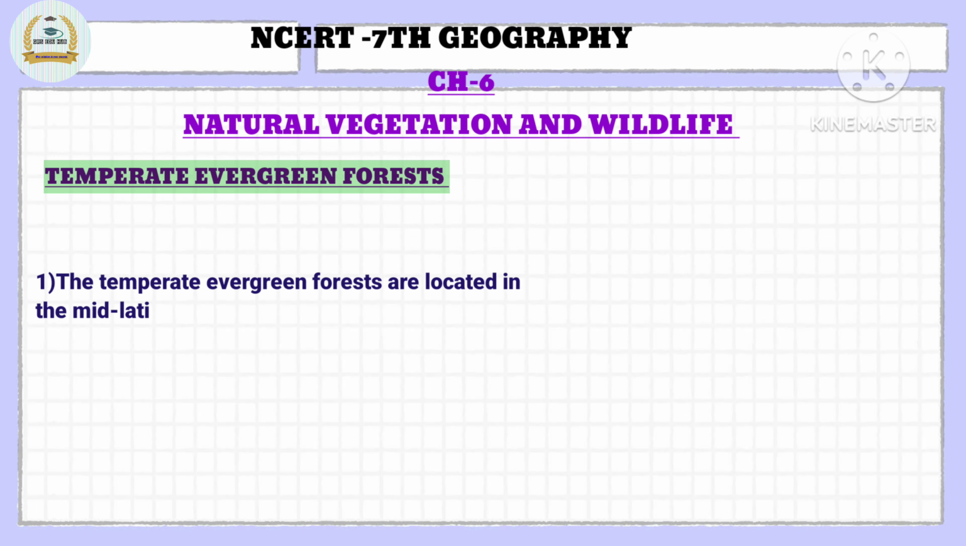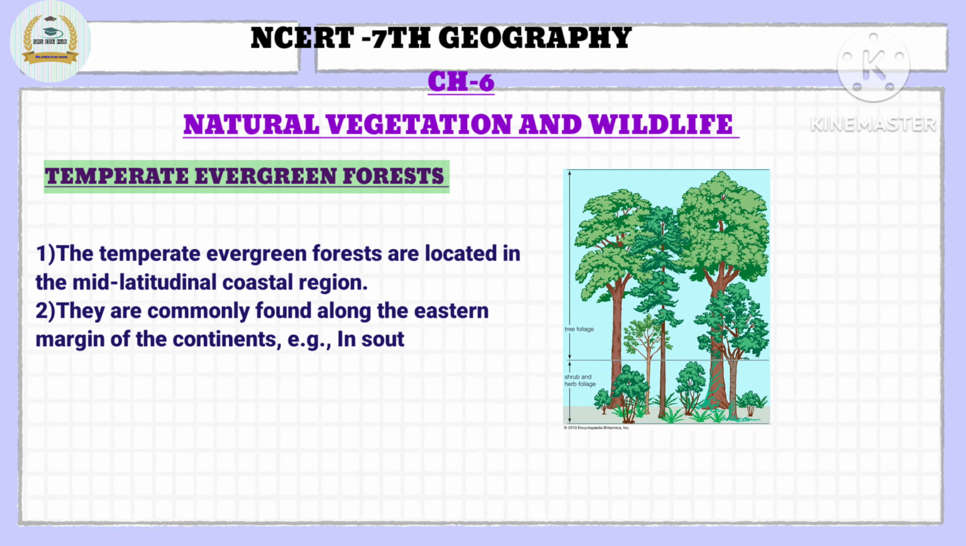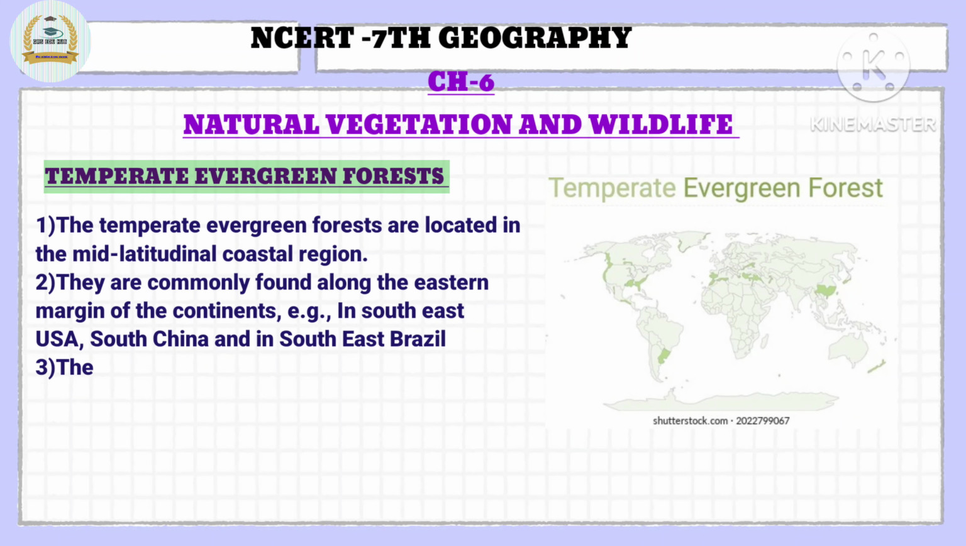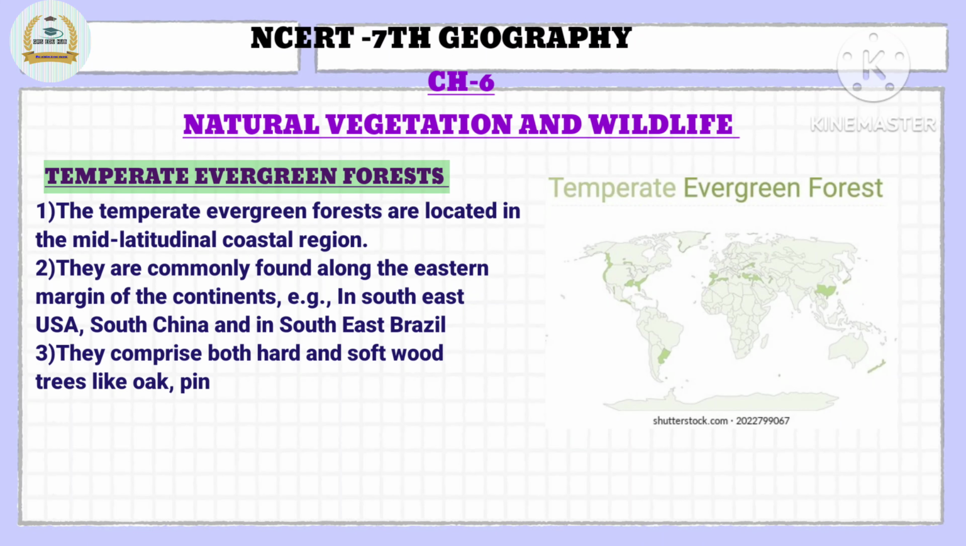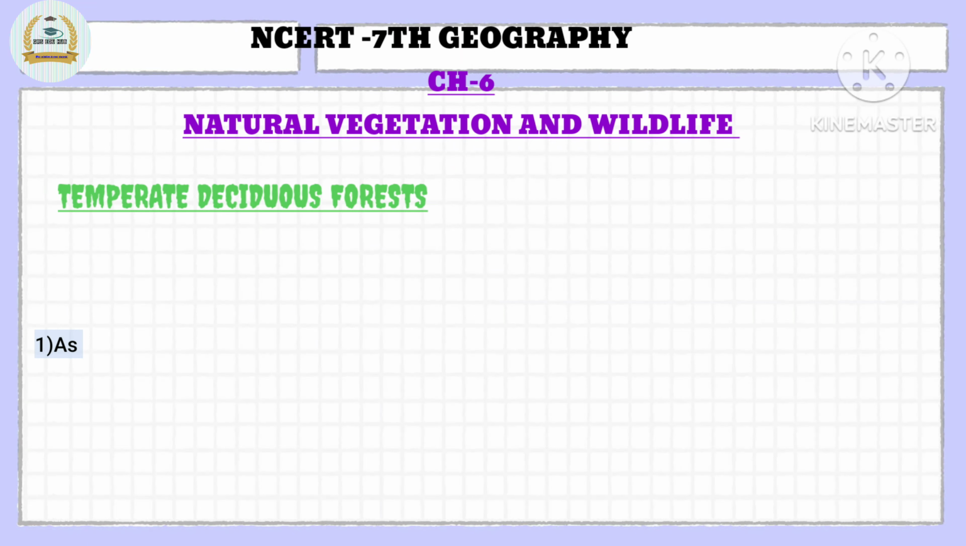Temperate evergreen forests. The temperate evergreen forests are located in the mid-latitudinal coastal region. They are commonly found along the eastern margin of the continents, such as in southeast USA, South China, and southeast Brazil. They comprise both hard and softwood trees like oak, pine, and eucalyptus.